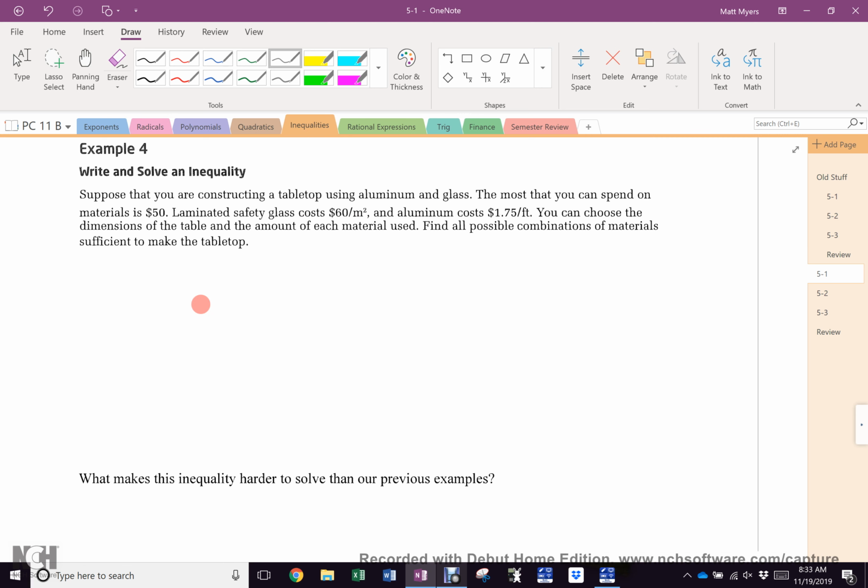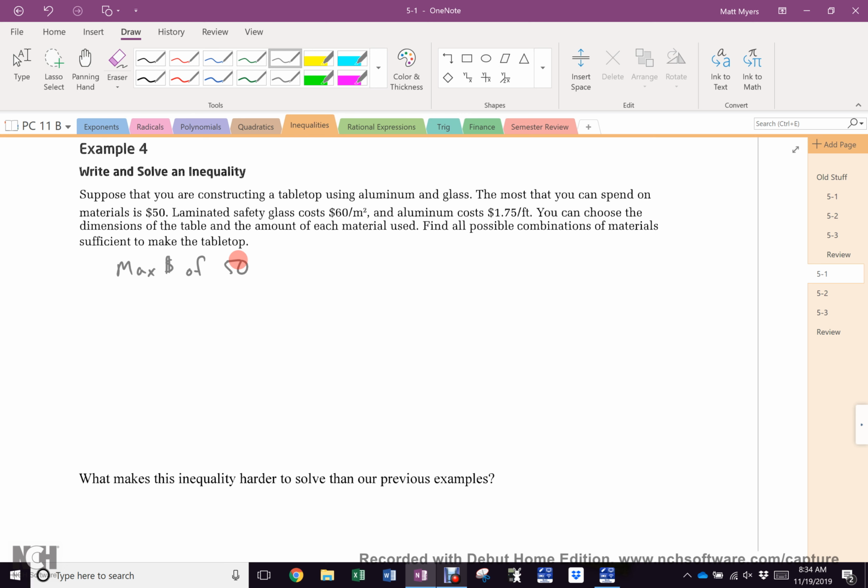Right. I got a max, don't I? Okay, so I got a max money of $50. Is that variable? No, that's not changing, is it? So it can't have an X or a Y, can it? What is changing? Right, I can buy glass or I can buy aluminum, right? Does it matter which is which? No, it doesn't, does it? So I can choose whichever one I want.